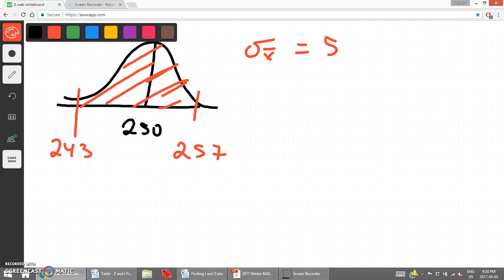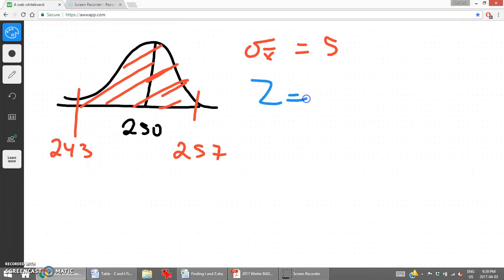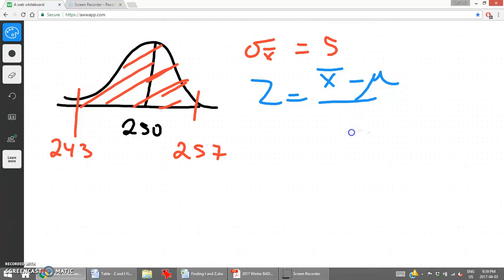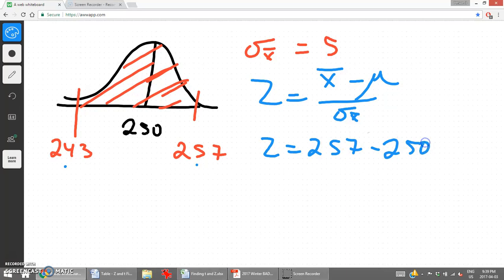So we're going to be using this Z formula, same one we've been working on. Oops, not divided by 80. Sorry, I was getting ahead of myself. Divided by our standard error. So we can calculate Z. We're going to use two Z values, one for the lower limit, one for the upper limit. Z is going to be 257 minus 250 divided by 5. So Z is going to equal plus 1.4.